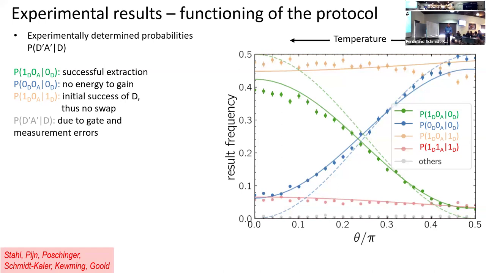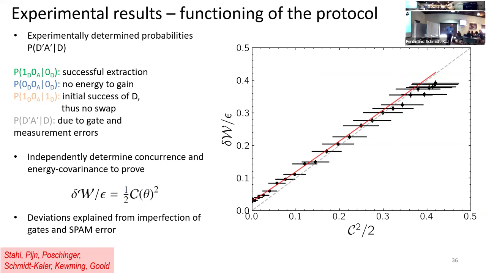And now we want to check this equation, and we independently determine the concurrence of the state that we give them and the energy covariance, and prove that this really holds, that this extracted energy, the fractional one, you remember the formula, has to do with the C squared. And that is now C squared over 2 plotted, and this is a line, okay? This should be a line which shows the equation. And we are a little bit off this line, and this is because of gate errors and measurement errors, okay?